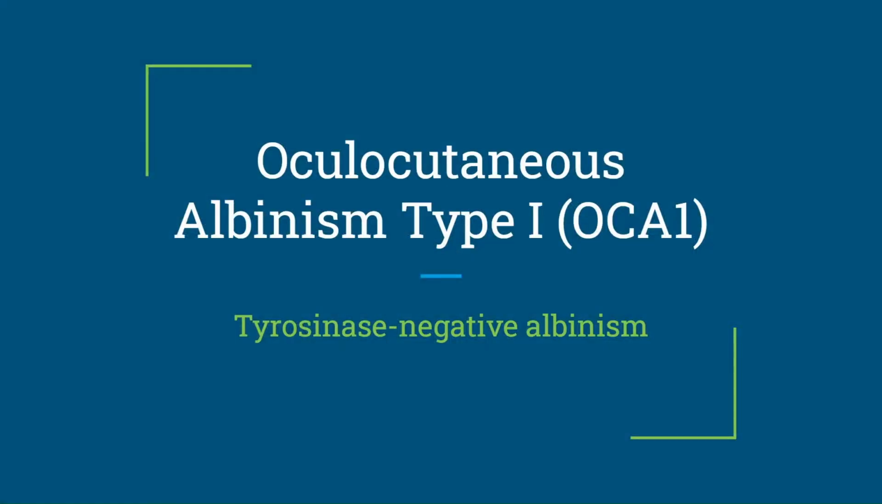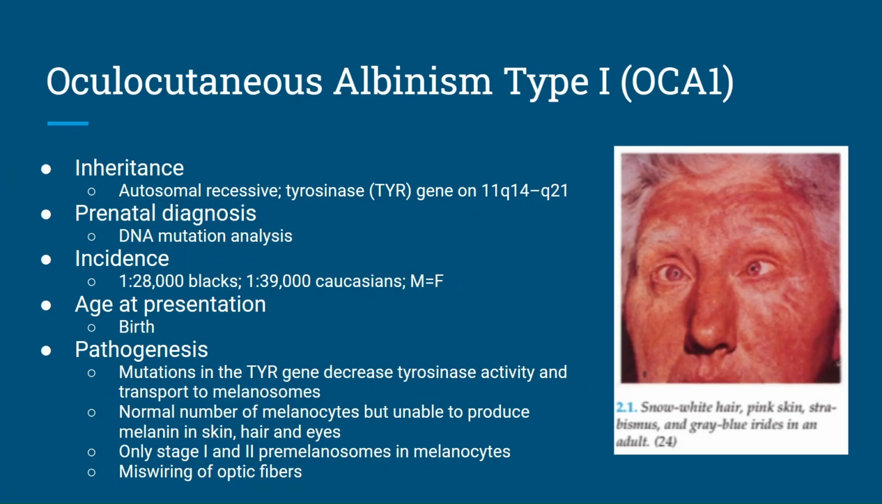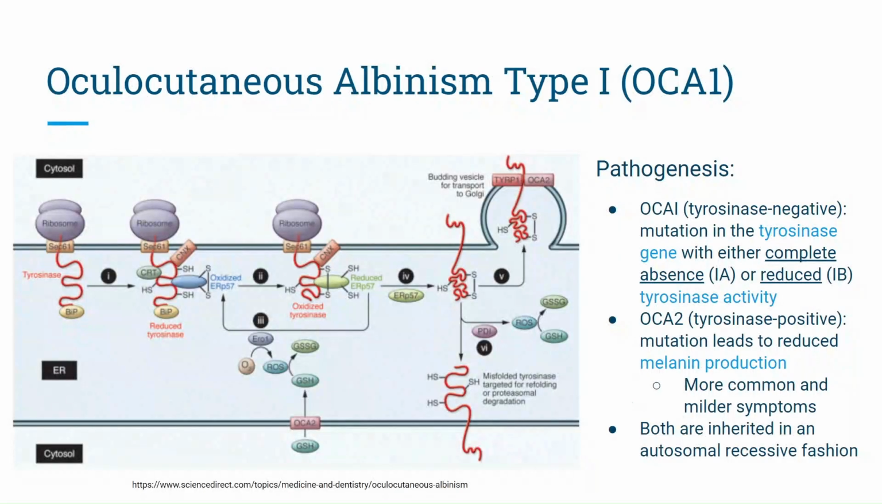We're going to talk about oculocutaneous albinism type 1. Oculocutaneous albinism type 1 is an autosomal recessive TYR gene mutation. The mutations are in the TYR gene, so that decreases the tyrosinase activity to near zero. You still have a normal number of melanocytes, but they are unable to produce melanin in the skin. When you look at the melanosome components, you're only going to see stage 1 and stage 2 pre-melanosomes in the melanocytes. Also with this, you're going to see occasionally some miswiring of optic fibers.